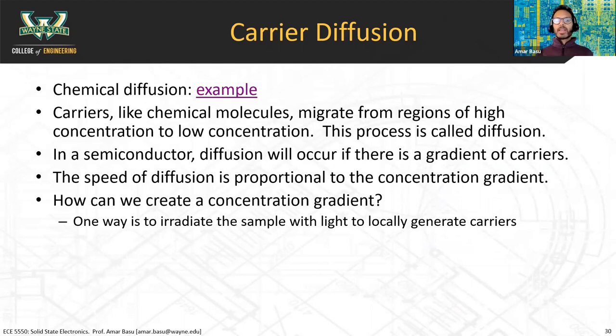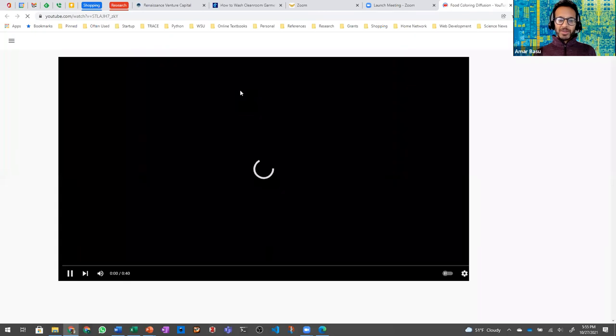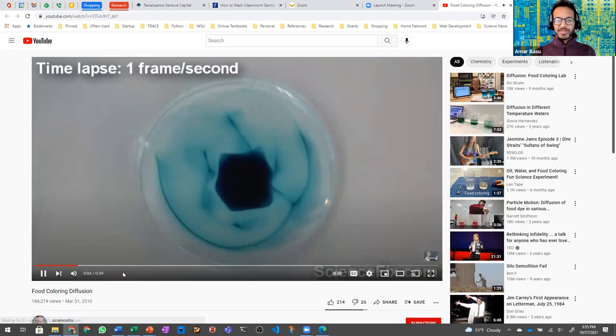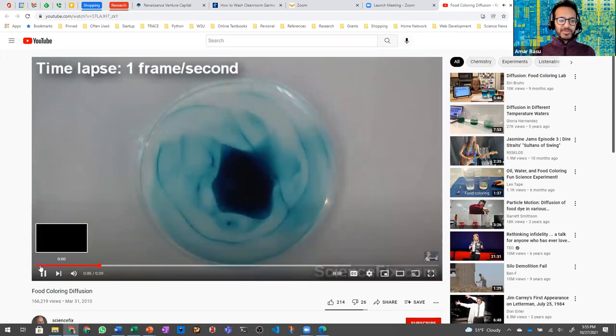Okay, now we get into carrier diffusion. Carrier diffusion is a process that's very much like chemical diffusion. I always like starting off with this video. This is of course a high school level thing, but it's always good to sync up on concepts, right?